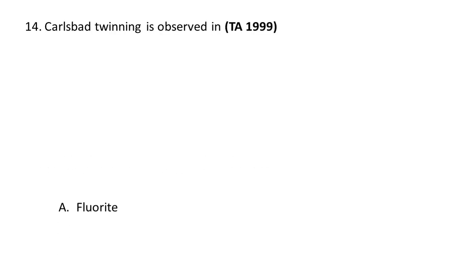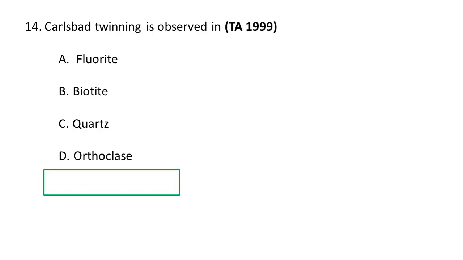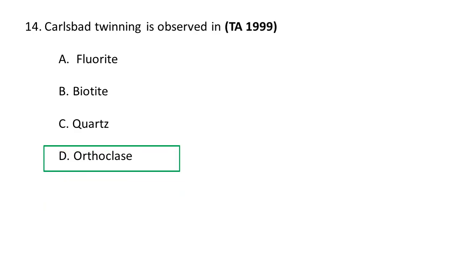Next question. Carlsbad twinning is observed in A. Fluorite, B. Biotite, C. Quartz, D. Orthoclase. So the correct option is D, orthoclase. Carlsbad twinning is observed in both monoclinic and triclinic feldspars and is most common in orthoclase. D is the correct option.